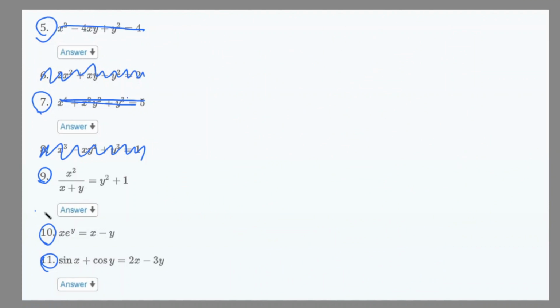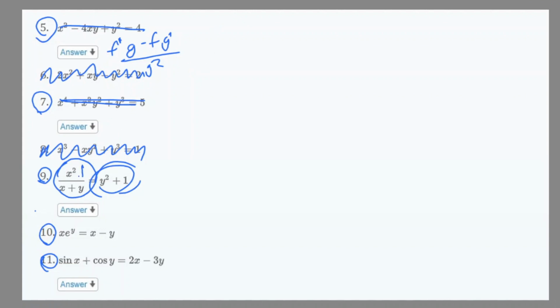Alright, so now let's move on to number 9. So number 9 here, we're actually going to have to use the quotient rule, and on the right side, we can just use the power rule. So the quotient rule, if you remember correctly, is f prime g minus f g prime over g squared. So this is going to be a bit to work with.